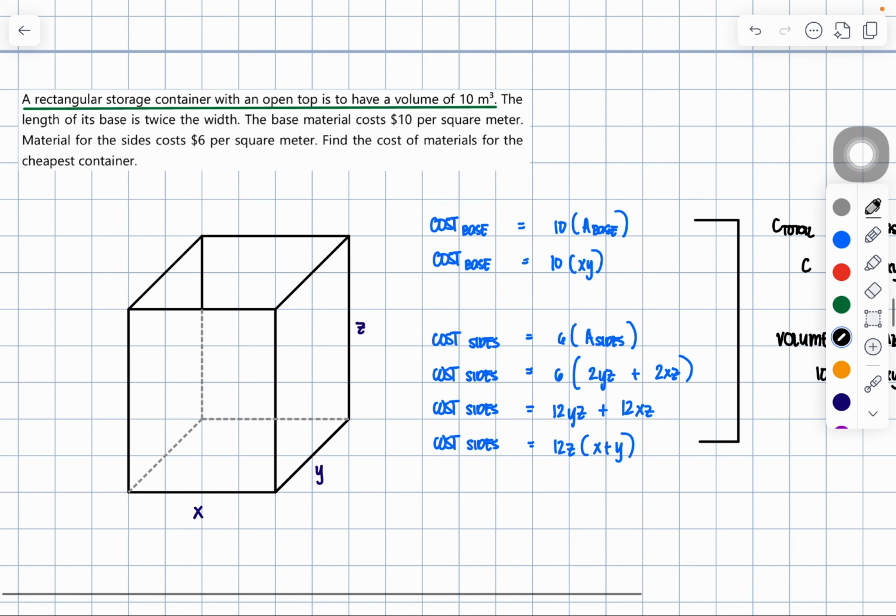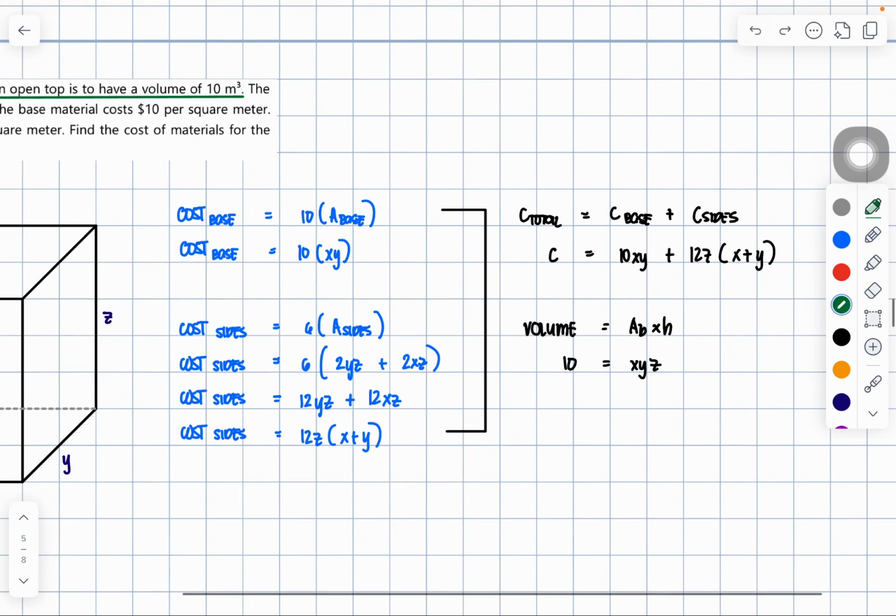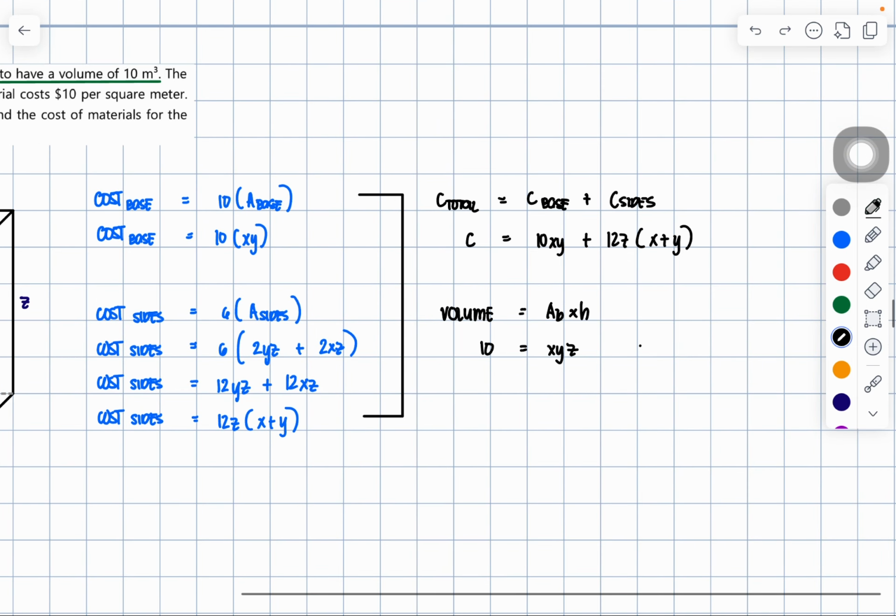Another condition that is given is that the length of the base is twice its width. Ito, sabi niya. The length of the base is twice its width. This is your base, this is your width. Therefore, we could say x is equal to 2y. Ayan, x is equal to 2y. You plug in mo to dito.